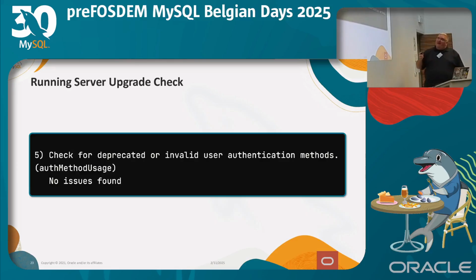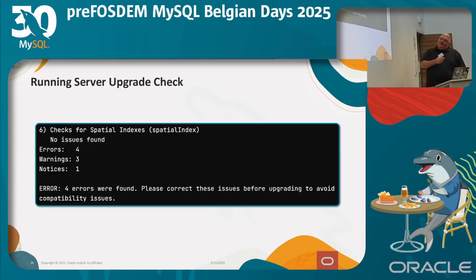Checks for deprecated or invalid user authentication methods. And it checks for spatial indexes, and then you get a summary at the end. So we have the 4 errors, which were the errors with the MySQL REST service. We had the 3 warnings, which were the foreign key issues, and then we had the 1 notice, which was the deprecation of utf8mb3.